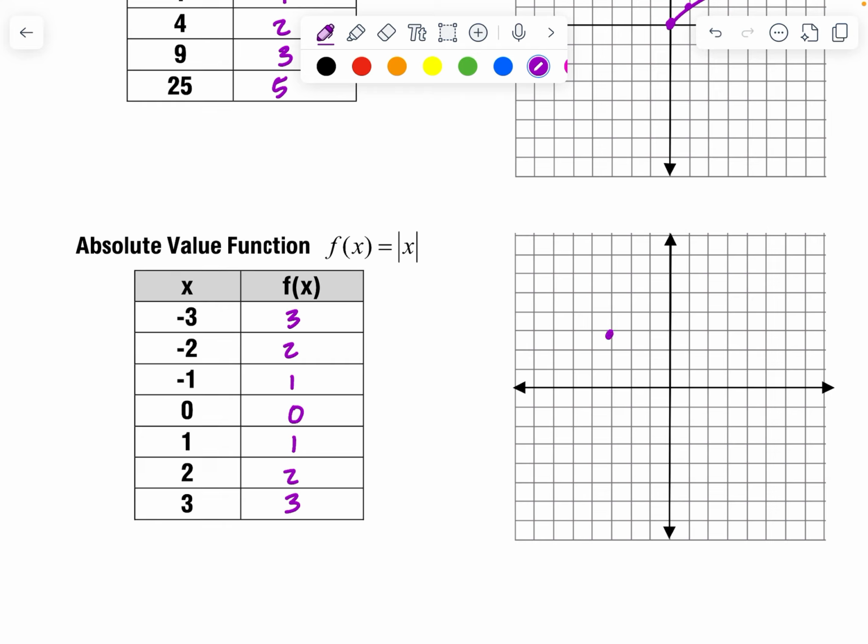Negative 3, 3. Negative 2, 2. Negative 1, 1. 0, 0. 1, 1, 2, 2, and 3, 3. And it should look like a V.